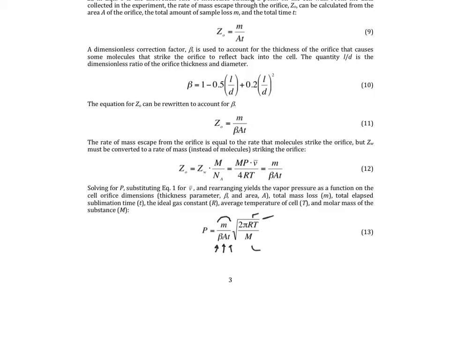Now, there are 5 variables here that we're experimentally determining throughout the experiment. That would be the mass loss, beta, the area of the pinhole, the time of the experiment, and of course the temperature. So from these 5 variables, we should be able to calculate the vapor pressure.